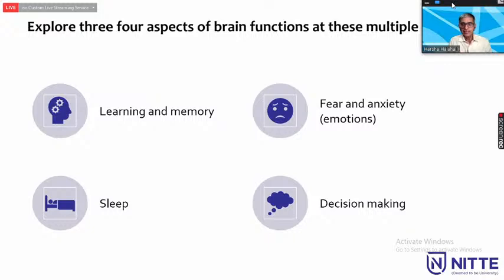In the coming weeks, we would explore 4 major areas of brain functioning at these multiple levels, from synaptic neuronal level right up to brain level.